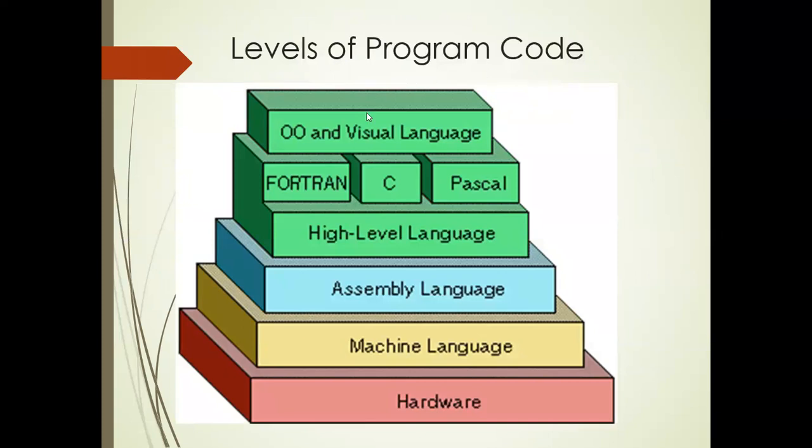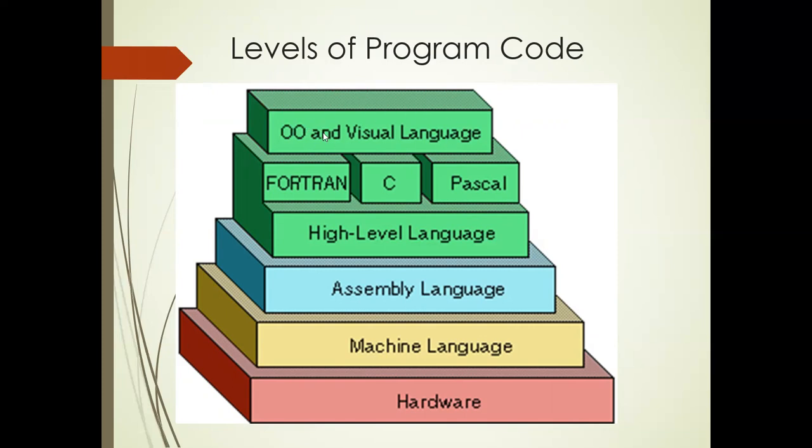Now, when it comes to programming languages, those are the abstraction layers. The lower part is the machine language, which is usually binary. It is hard to read and interpret. Above that, you have the assembly language. Still, it is connected to the hardware, but it is less tedious compared to the machine language. Then above that, you have the high-level languages, like C, Fortran, and Pascal. And above them, you have the object-oriented and visual languages.